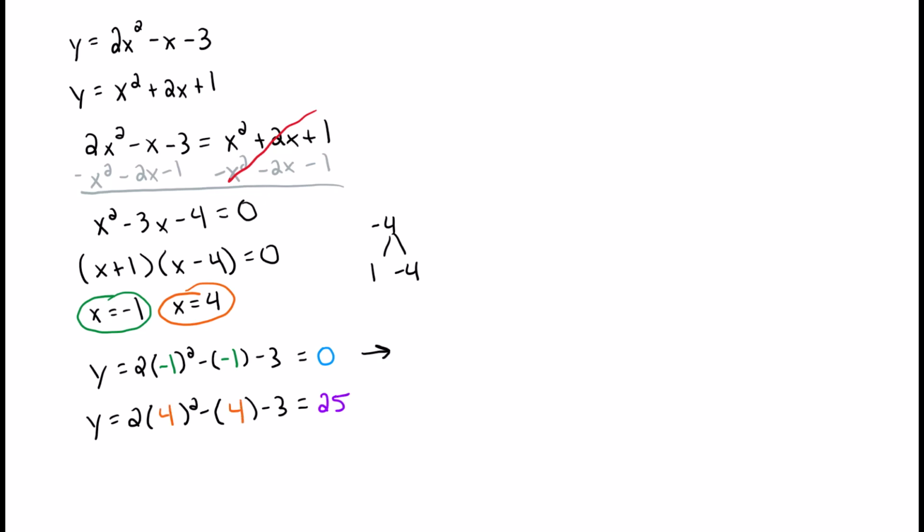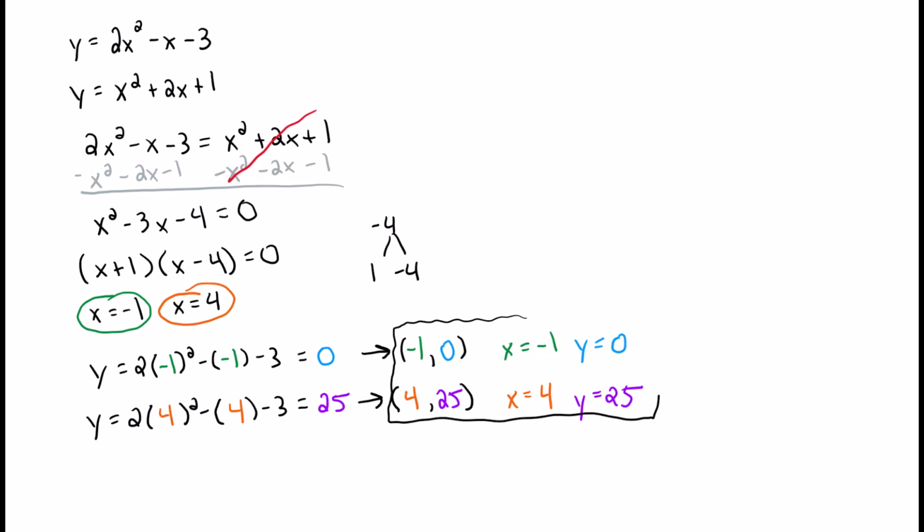That means one of our solutions will be (-1, 0), and the other solution will be (4, 25), which also means that when x is equal to -1, the y will be equal to 0, and when x equals 4, then our y is equal to 25. Now the final thing I'm going to show is how to actually solve this using the Inspire calculator. So let's jump into that.